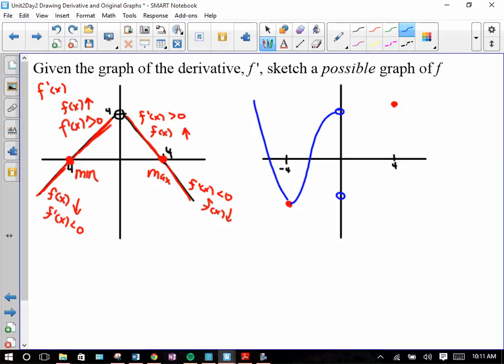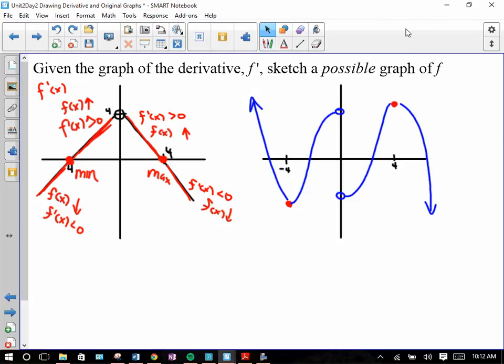Okay? Now, from 0 to 4, it is increasing. And then from 4 on, it is decreasing. And that would be a possible function. Another possible function that you can have would be, I'll draw it in green.